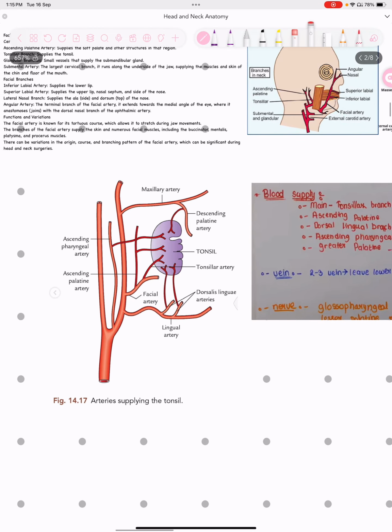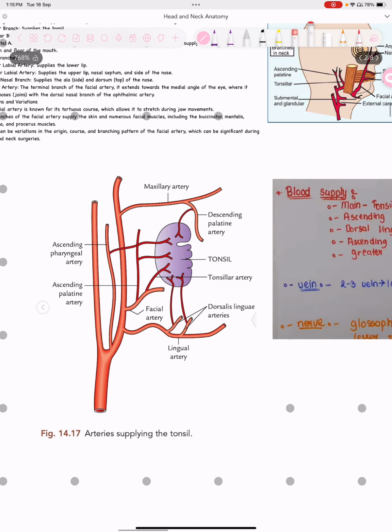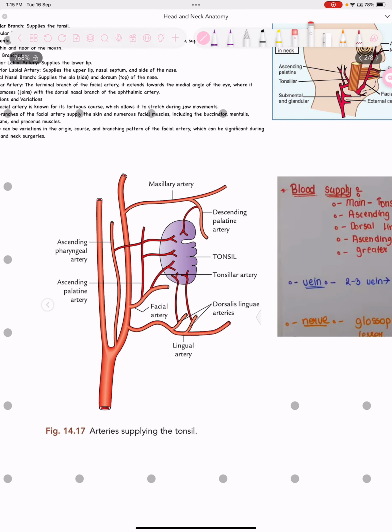Now this is your tonsil. See, it's completely protected. Artery supplying the tonsil. So this is your common carotid artery. This is the internal carotid artery. This is the external carotid artery. External carotid artery has a facial artery. It also gives an ascending pharyngeal branch. The ascending pharyngeal branch is also a blood supply, right?